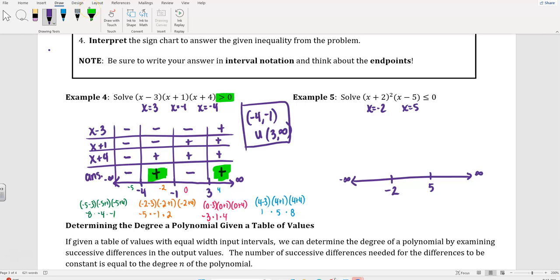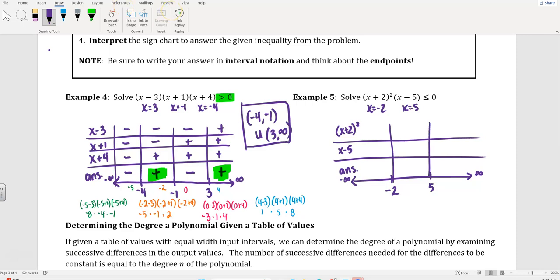And then for the chart, we're going to put all of our factors over here on the left side. So we've got x plus 2. You want to put the square with it, or you want to list it twice. It's easier to put the square with it, in my opinion. And then we've got x minus 5. And then we're going to have a line for the answer here. And we'll put these sections here.